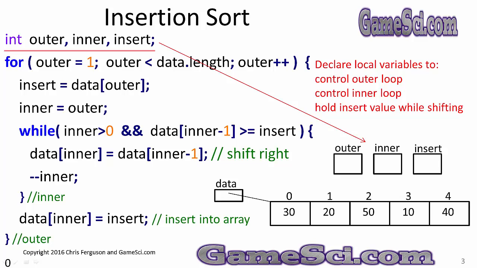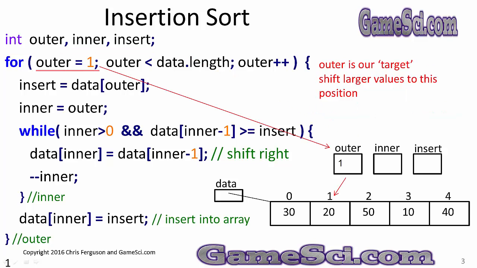We'll declare some local variables to control the outer loop, control the inner loop, and hold the insert value while searching. Again, insertion sort pulls a number out of the array, shifts a bunch of data over, and then inserts it back into the array. That's where it gets the name insertion sort.